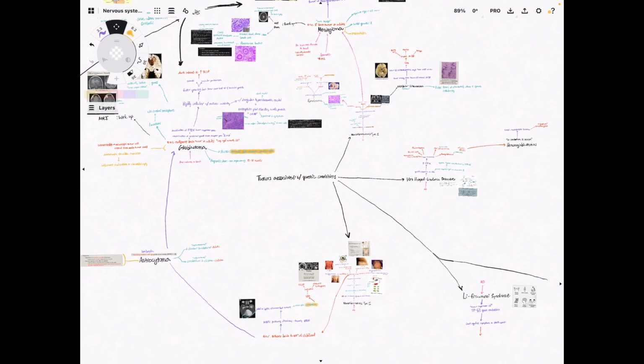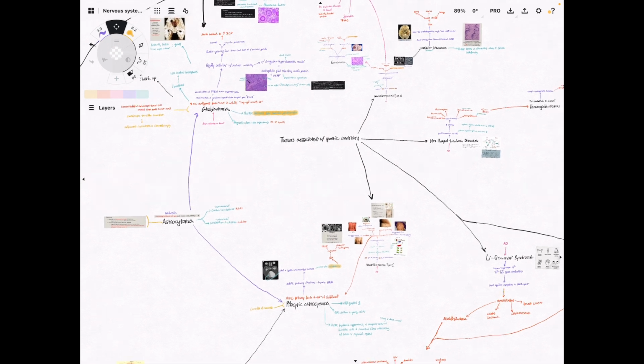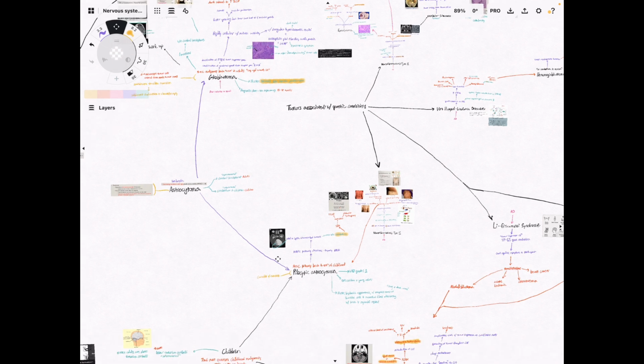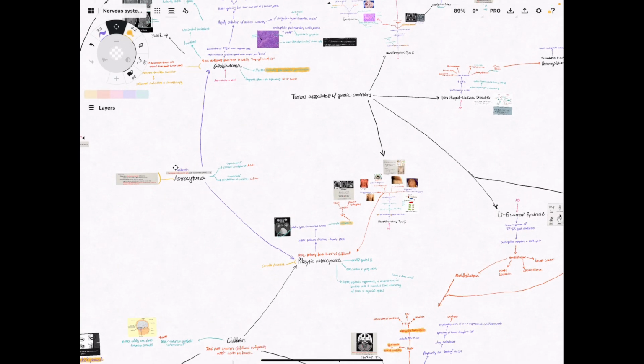So now we're going to move on. What I want to talk about now is I'm going to bring together astrocytoma and the tumors associated with genetic conditions to talk about pilocytic astrocytoma. So again, a pilocytic astrocytoma is involved in that area of, it's an umbrella term that encompasses glioblastoma and pilocytic astrocytoma.